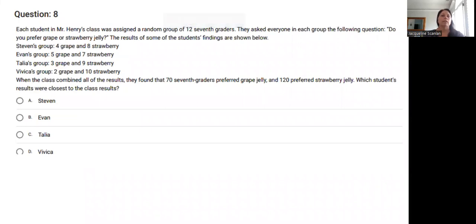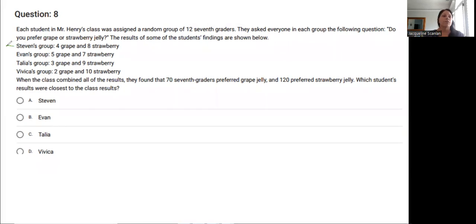All right, question number 8. Each student in Mr. Henry's class was assigned a random group of 12 seventh graders. They asked everyone in each group the following question: do you prefer grape or strawberry jelly? The results of some of the students' findings are shown below.